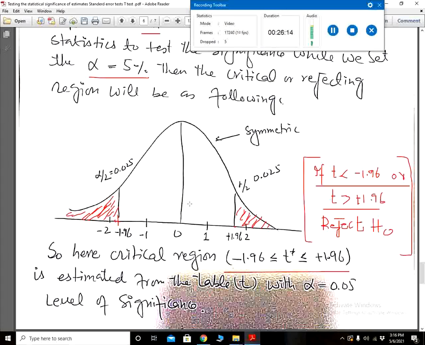So the critical regions are those areas where, if the empirical t value, the t star value, falls, we will reject the null hypothesis. And again, if t falls in this area, meaning the value of t is greater than minus 1.96 and less than plus 1.96, what will happen? We will accept the null hypothesis.